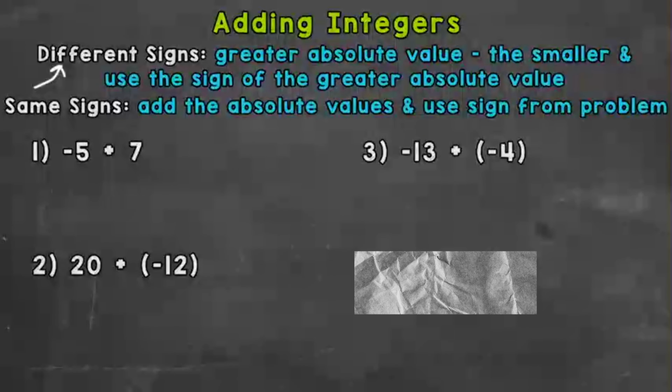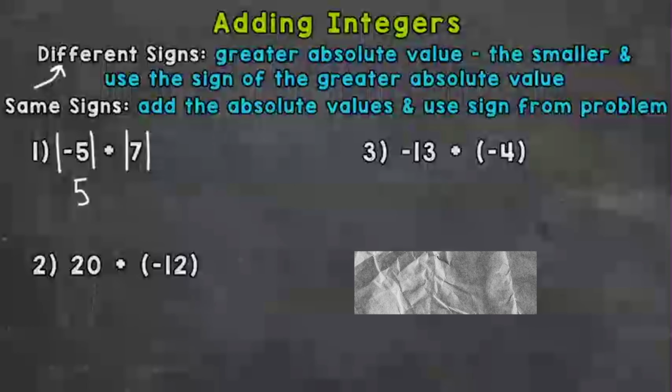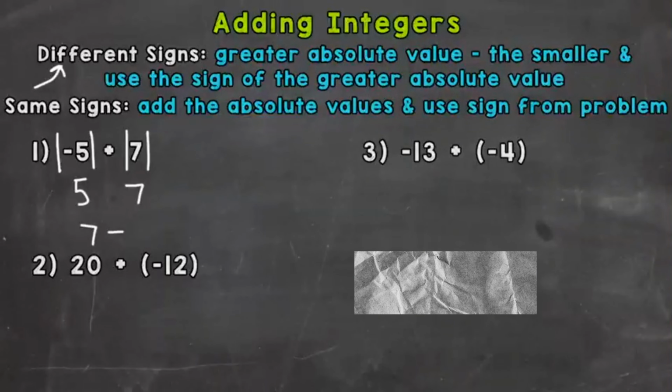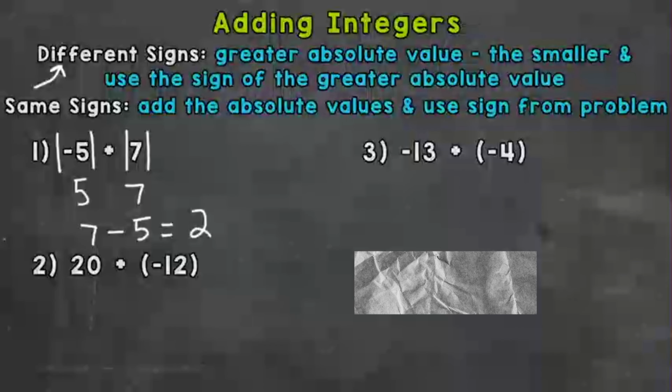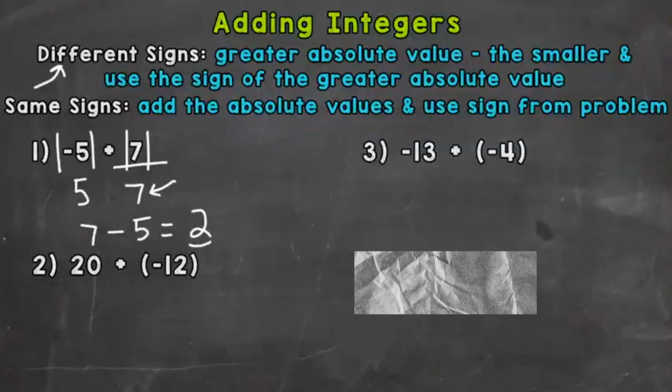So let's find our absolute values. The absolute value of negative 5 is 5, and the absolute value of positive 7 is 7. So we take the greater absolute value, which would be 7, and subtract the smaller absolute value, which is 5. 7 minus 5 is equal to 2. Now we need to use the sign of the greater absolute value, so the greater absolute value would be this 7 here. And in the original problem, this 7 is a positive 7. So that means our answer is going to be positive 2.